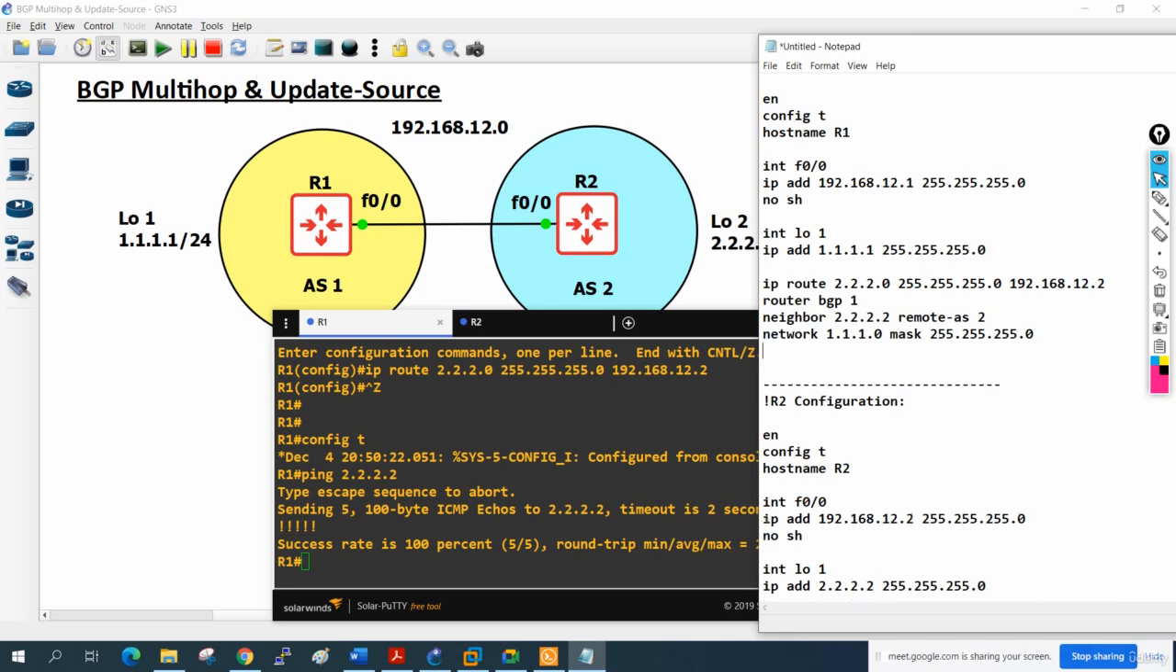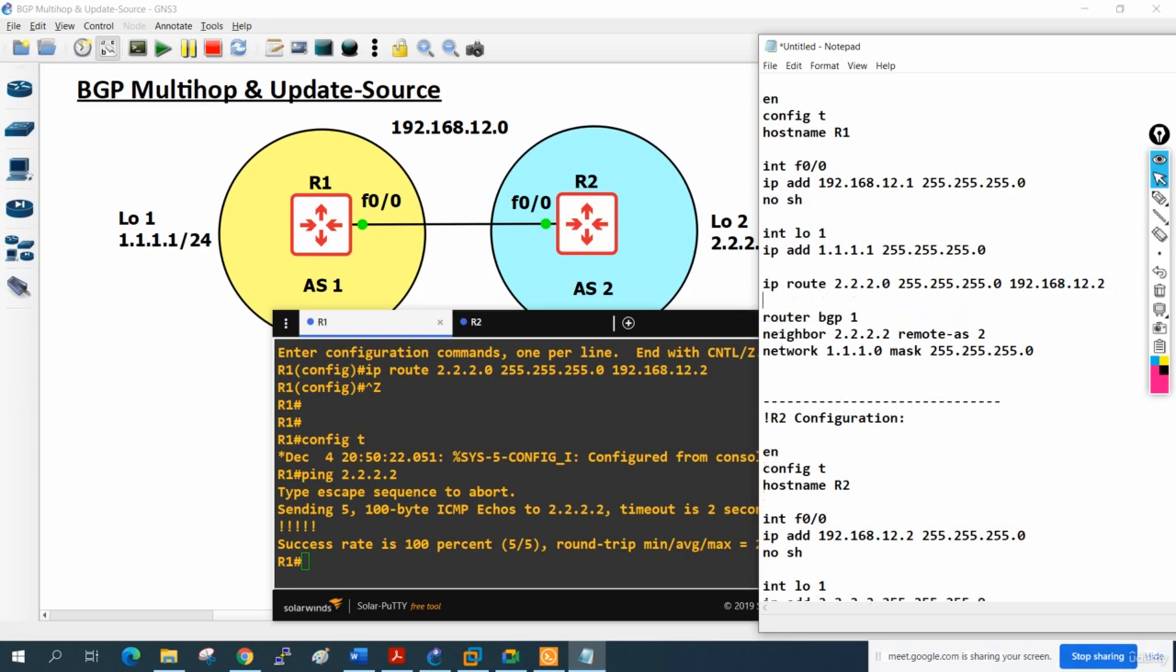We have already done this before. So with this, R1 is saying my neighbor is 2.2.2.2 and the neighbor remote AS is 2, and my own network is 1.1.1.0 and the mask will be 255.255.255.0. Why are we writing this? Because it is /24.